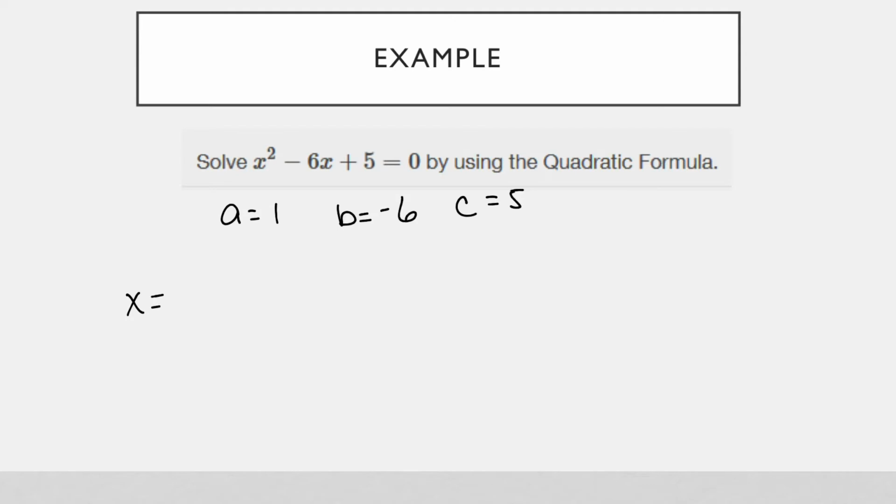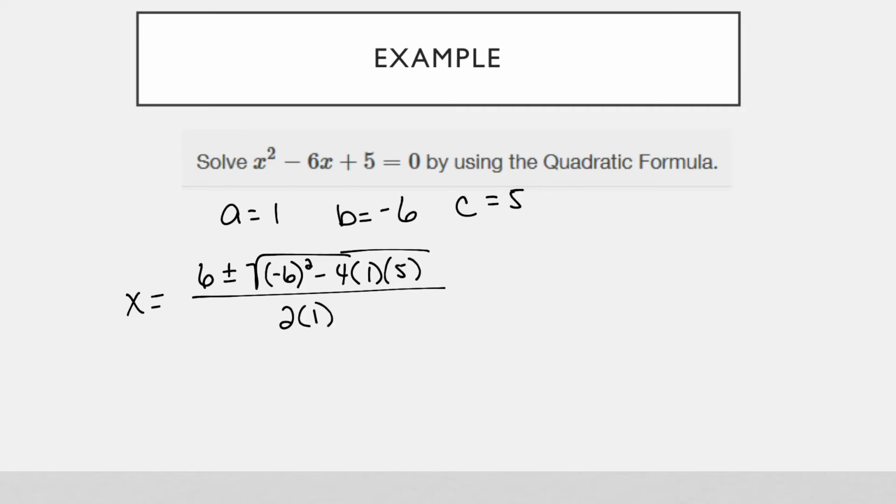So -b means the opposite of -6. Since the b is a -6, I'm going to write down a +6 plus or minus the square root of (-6)². This is where it's super important to have that parenthesis, -4 times a times c all over 2 times a. Okay, so now I've got 6 plus or minus the square root of, and I'm going to do that math here in just a second on the calculator. 2 times 1 is 2.